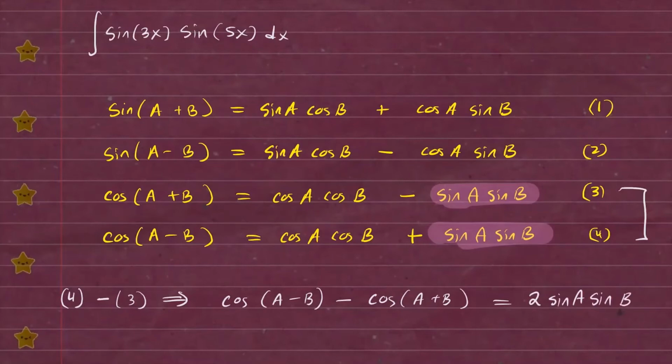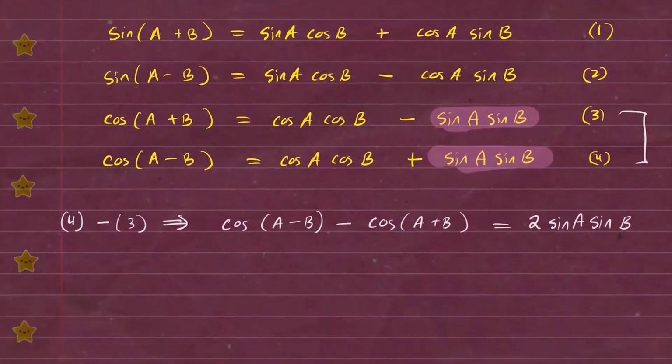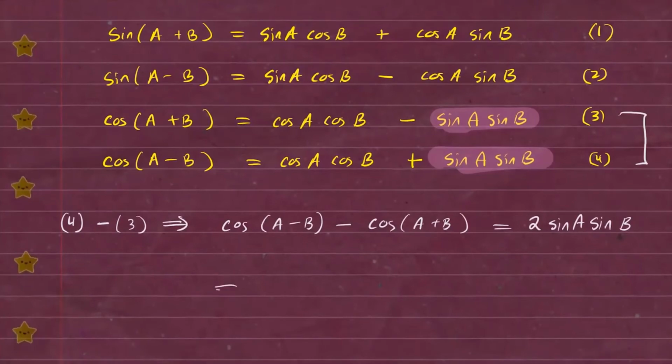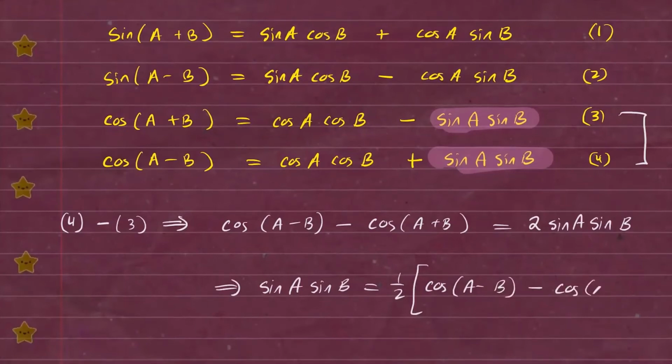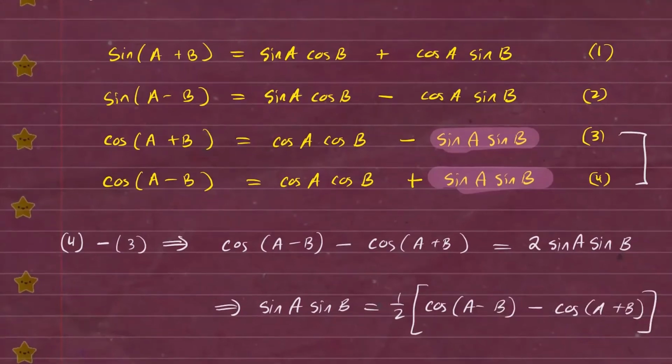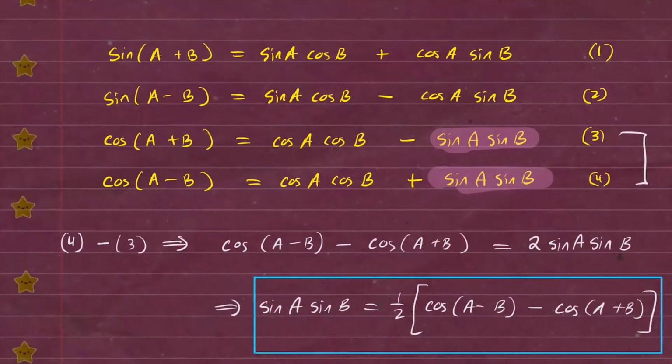And now we want to solve for sine A sine B because that's what we have in our integrand. So sine A sine B is equal to, divide by 2, so 1/2 times cosine of A minus B minus cosine of A plus B. So we can rewrite our integral using this formula. So your best tools are these 4 formulas because you can manipulate them and get what you want.